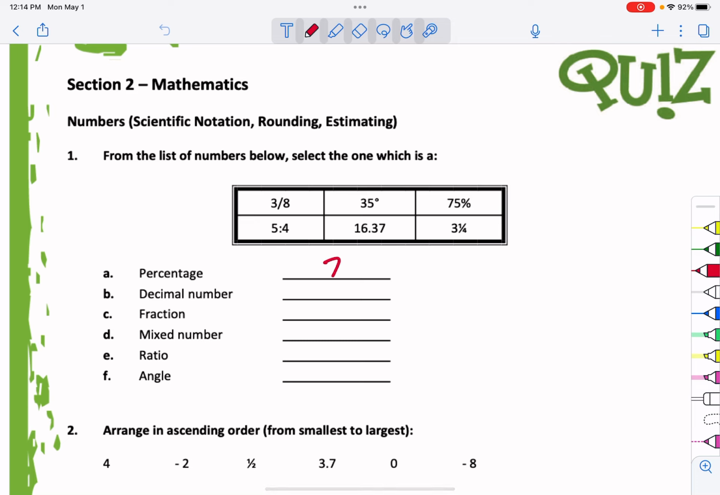so that's your 75%, a decimal, which is 16.37, a fraction, which is 3/8. That's a proper fraction. A mixed number usually has a whole number with a fraction, so that's 3 1/4. A ratio, you see, has those dots. That 5 to 4 can also be written as 5/4. And an angle. So they're just checking that you know the notation is dealing with numbers.